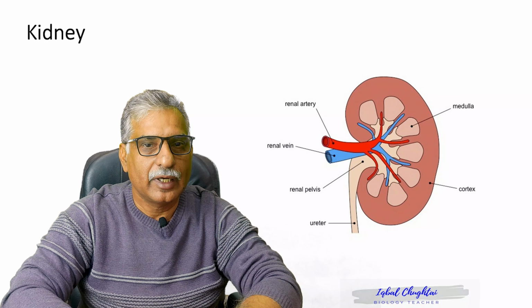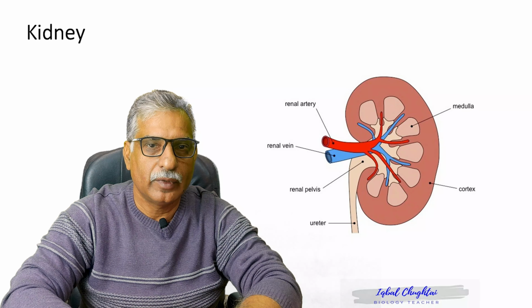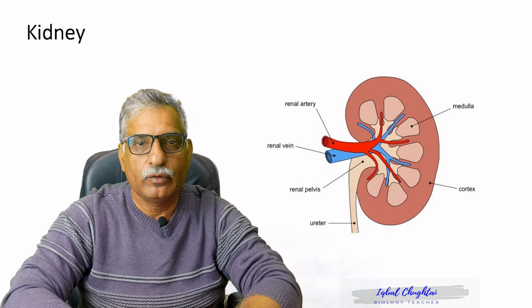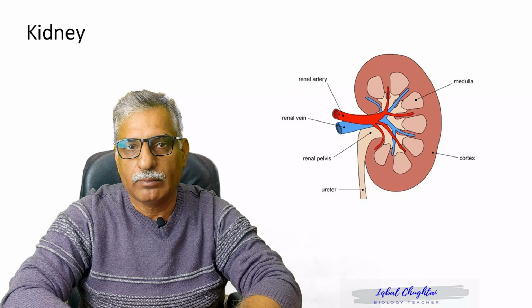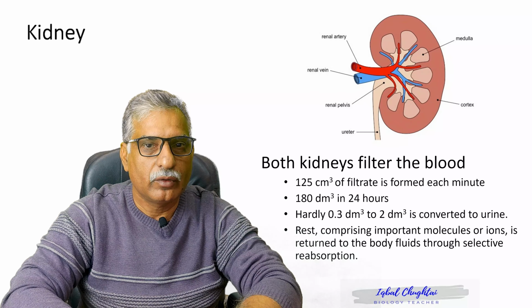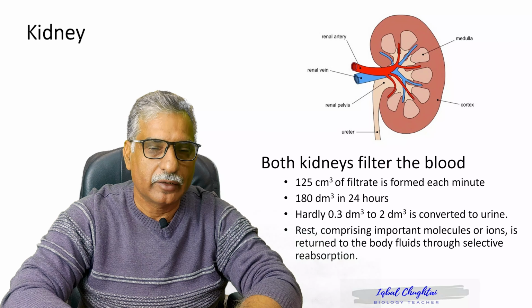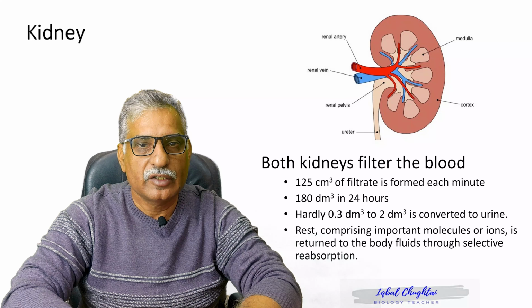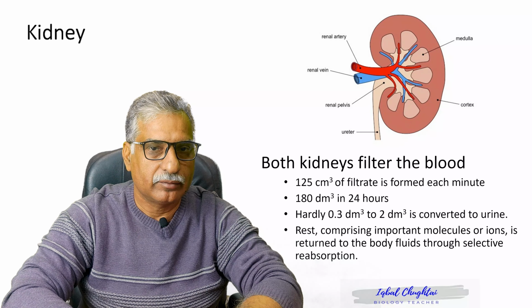This helps you to identify these structures and label them correctly. As I told you, kidneys receive blood, so kidneys are involved in purification of the blood and removing the metabolic waste from the blood 24 hours a day. In 1 minute, both kidneys filter blood at 125 cm³ a minute. In 24 hours, both kidneys make around 180 liters of filtrate.